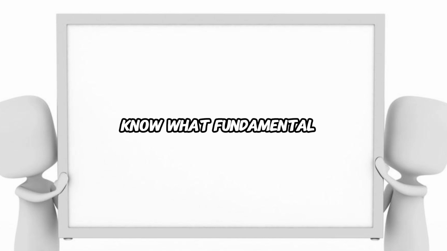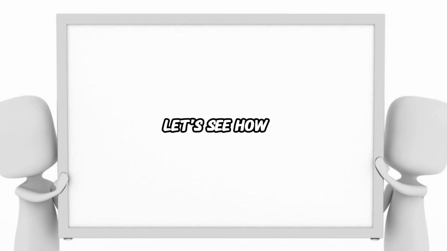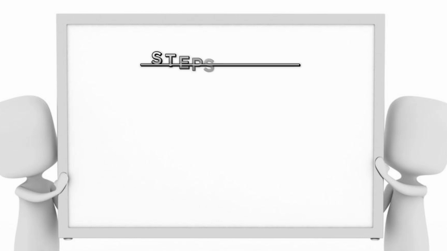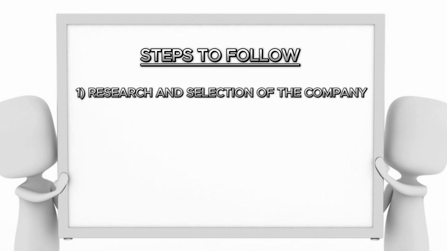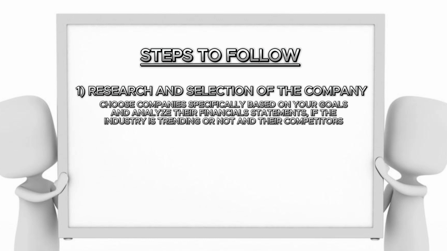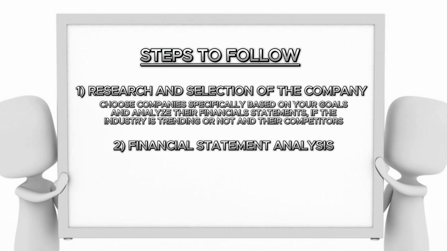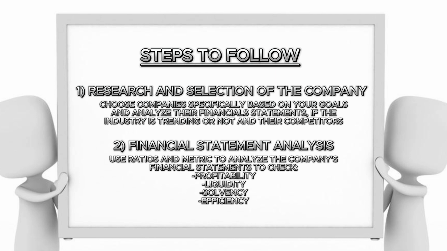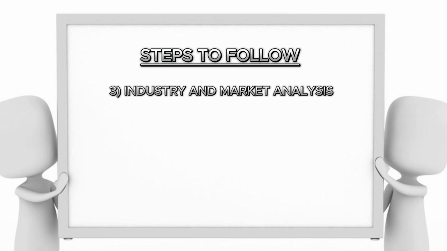Now that we know what fundamental analysis is and how to use financial statements and ratios for it, let's see how we can apply it to our trading. Here are some steps we can follow. 1. Research and selection. Choose companies that align with your investment goals and conduct thorough research on their financials, industry trends, and competitive positioning. 2. Financial statement analysis. Analyze the company's financial statements to assess its profitability, liquidity, solvency, and efficiency using key ratios and metrics.